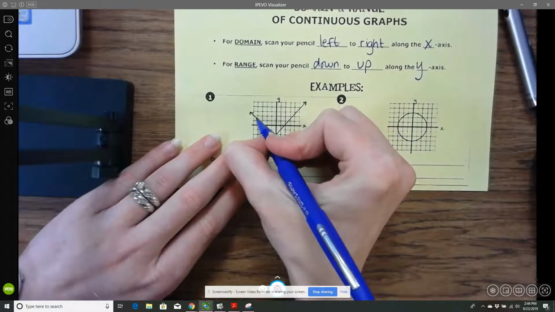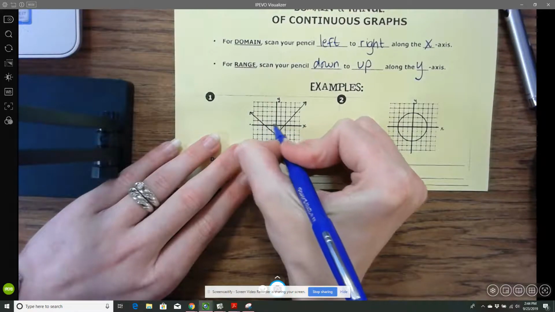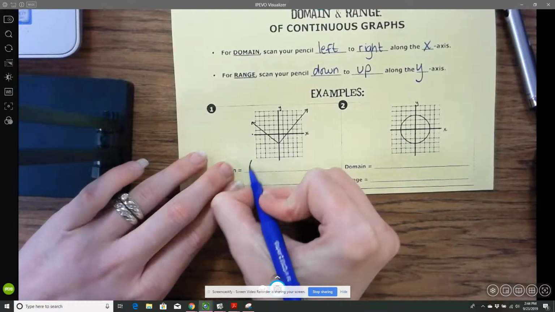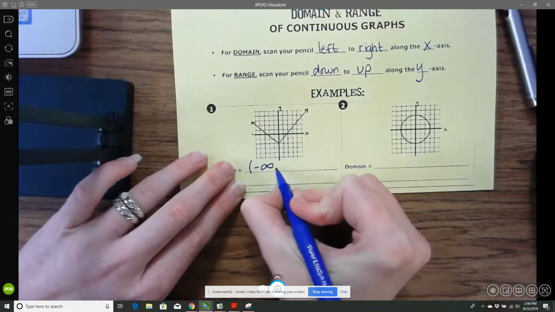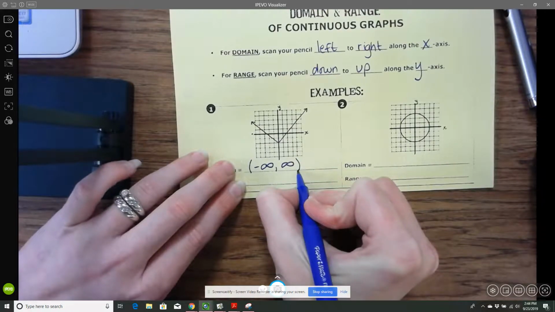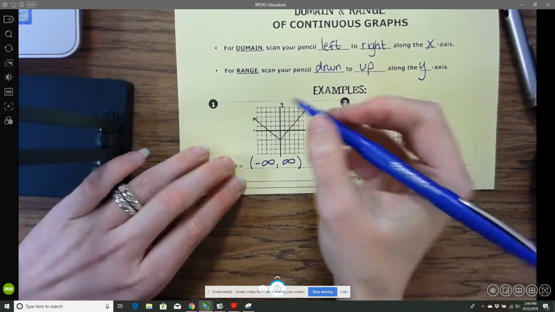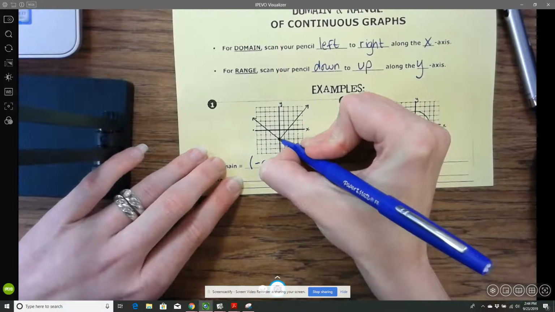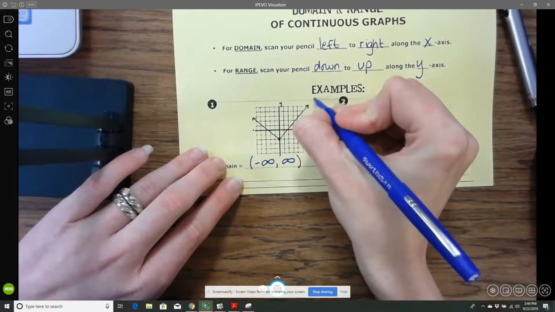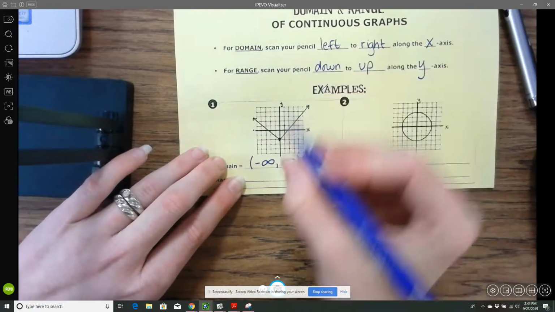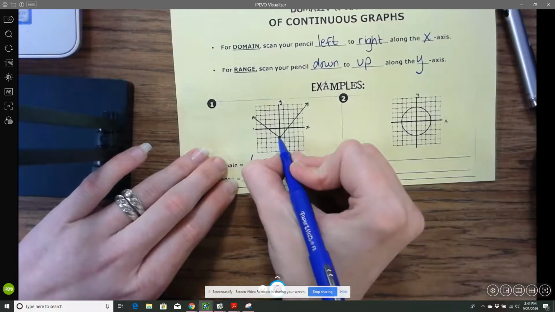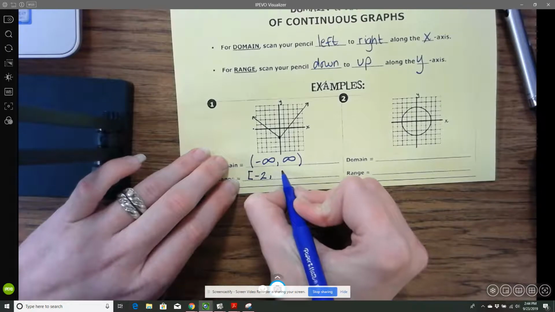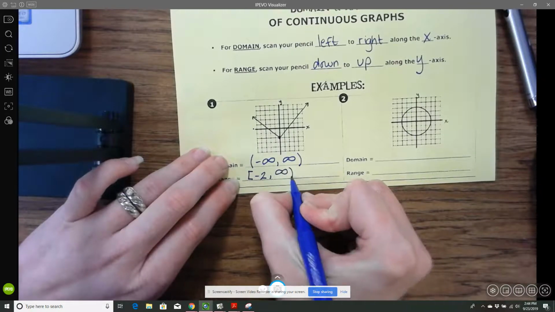So we're going to start, and you can see here that from x, if I go left to right, this graph keeps going and going. So my domain here would be from negative infinity to positive infinity. Now, for range, I can see here that it stops on this y. But as I go up, this line is going to continue to go up and up. So this graph has a clear dot at -2, and then it's going to continue on to positive infinity.